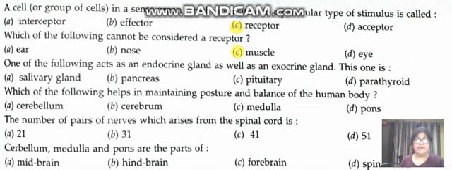Next question. Which of the following helps in maintaining posture and balance of the human body? By which part do we maintain our posture and balance? These are the different parts found in our brain. That means which part of our brain is responsible for maintaining the posture? Options are cerebrum, medulla and pons. So our option is cerebellum. Cerebellum will help in maintaining posture and balance.